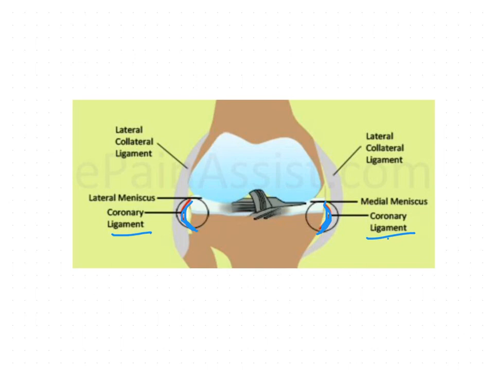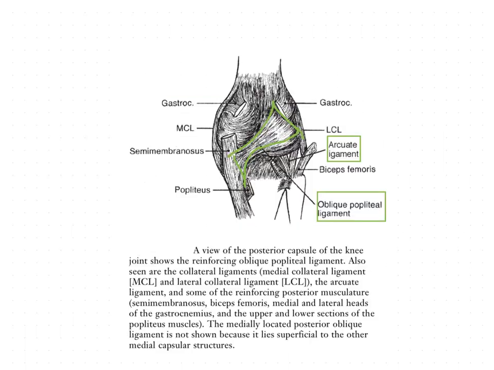These coronary ligaments actually merge with the lower part of the capsule of the knee joint that we have already discussed in the knee joint capsule. And now we will see the posterior capsular ligament. Yes, so this one is the posterior capsular ligament.